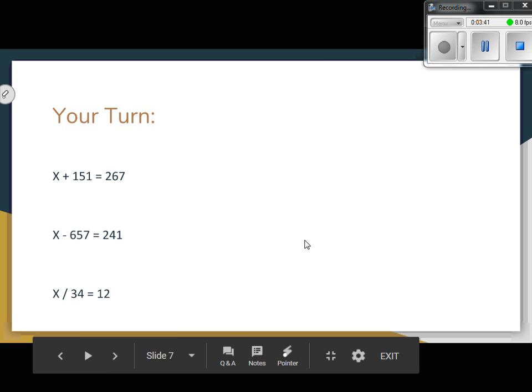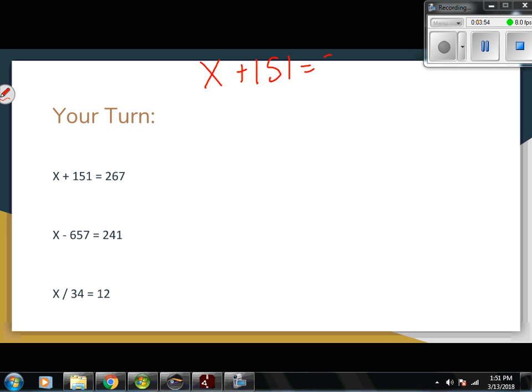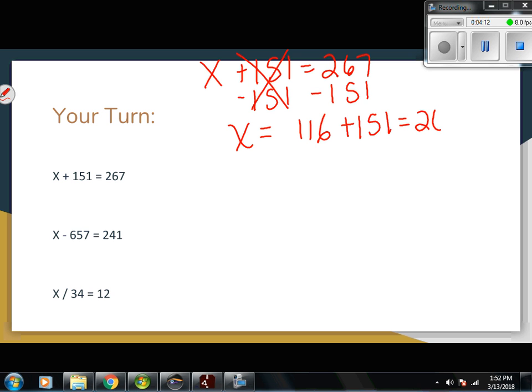Okay, your turn with some problems like this. So pause the video, solve these 3, and then unpause and we'll check it. Okay, we have x plus 151 equals 267. It's asking me to add. I use the inverse operation, which is subtraction. Subtract 151 from both sides. So x is equal to 116. If I go back in and say 116 plus 151 should equal 267, and it does.